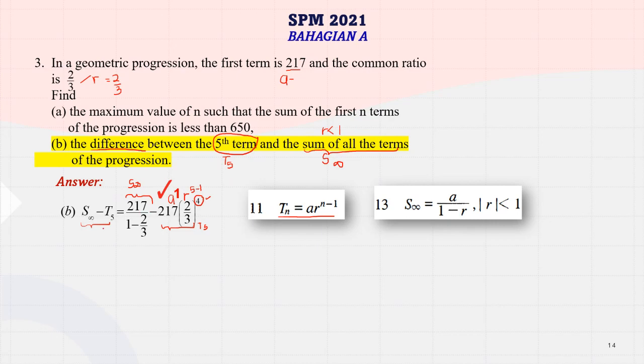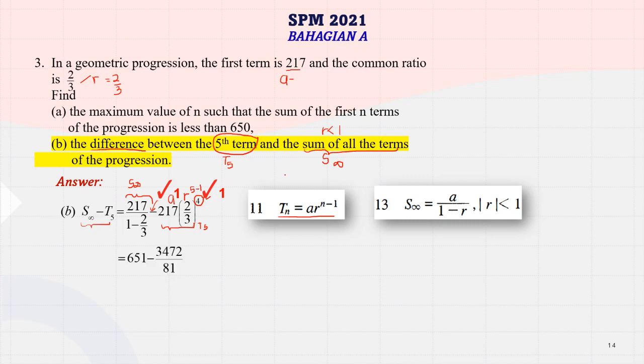Okay. S infinity. Okay. Dia akan bagi one mark. Either one of this one kan. Kalau kita tengok cara dia bagi markah lah. Dia tanda kan. So, either one if you manage to write S infinity and or T5, you get 1 mark. And that operation you minus, the operation of S infinity minus T5, we get another mark for that.